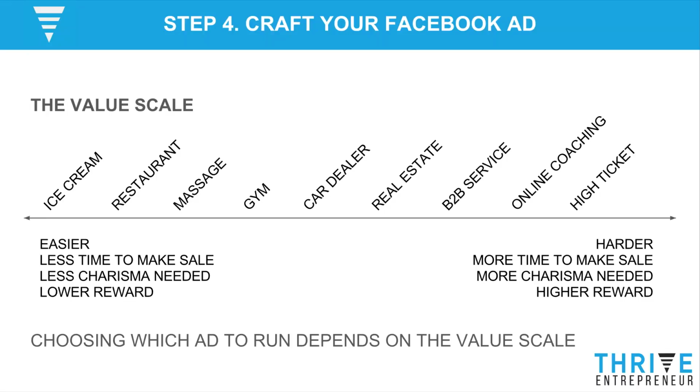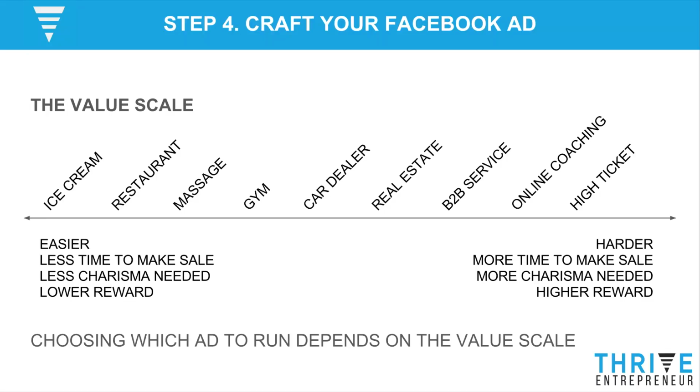So if you're towards the left side of the value scale, you need less time to make the sale. The value scale also, if you're towards the left side, it takes less charisma. So if you're selling through video, or you're selling through any other media that's not image, then you won't need much charisma. You just need a picture of what you're providing, and people will sign up for it.